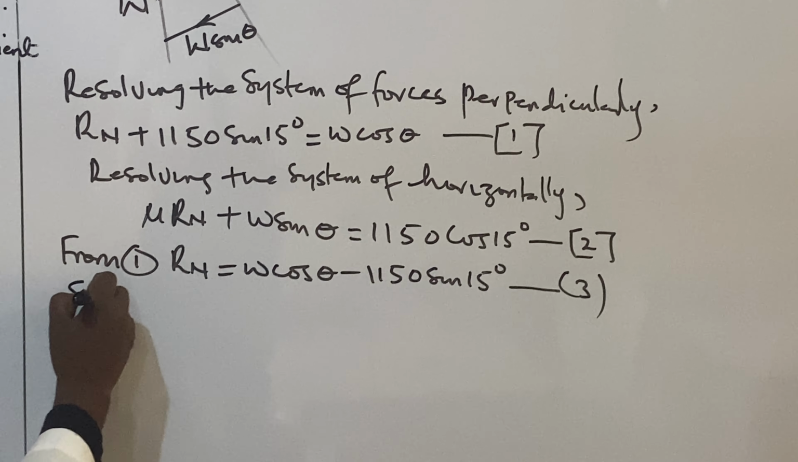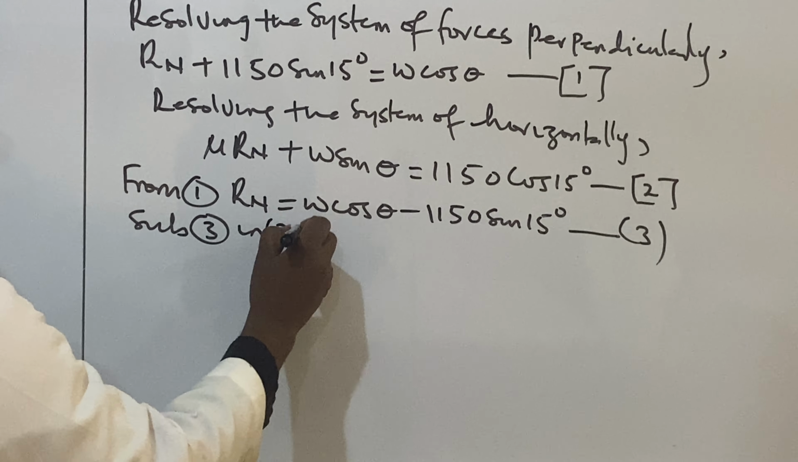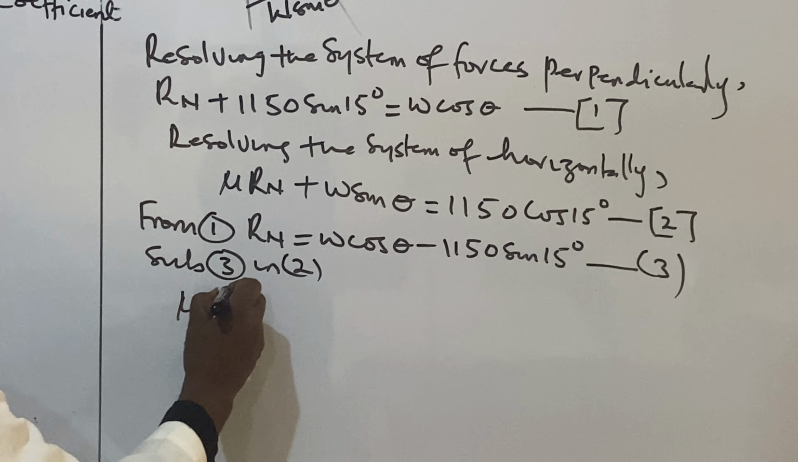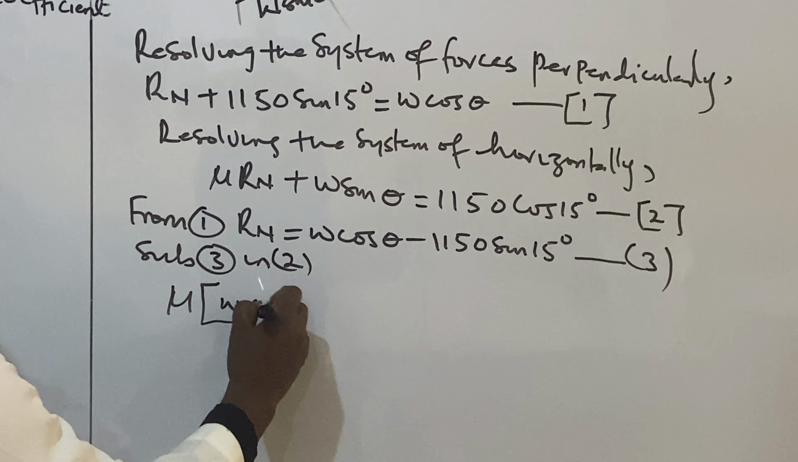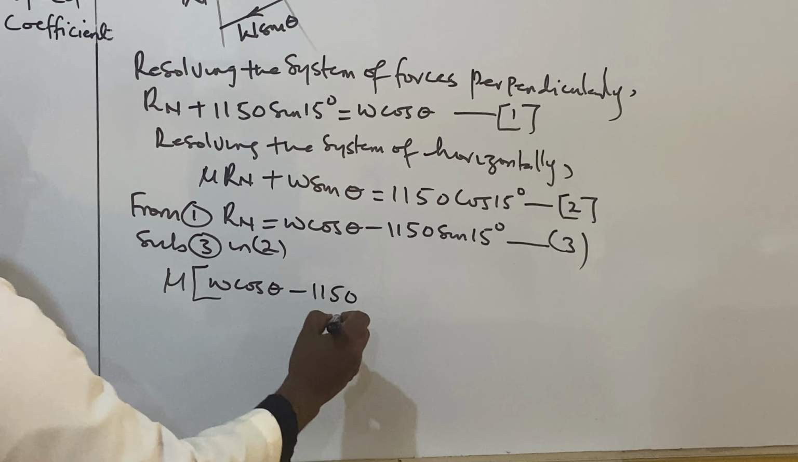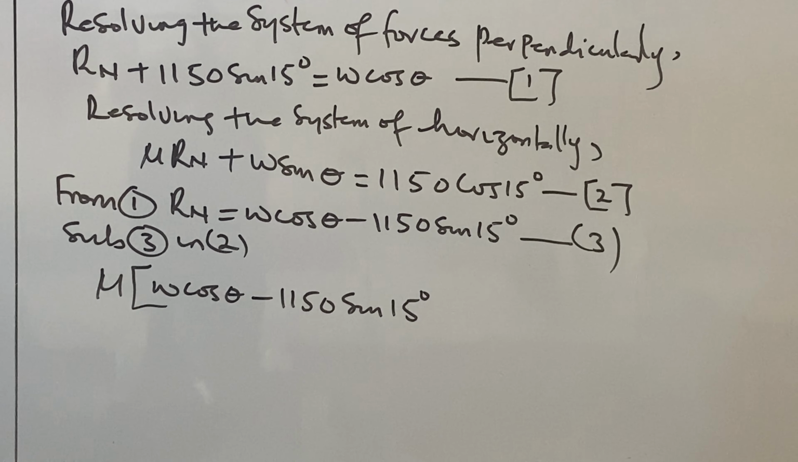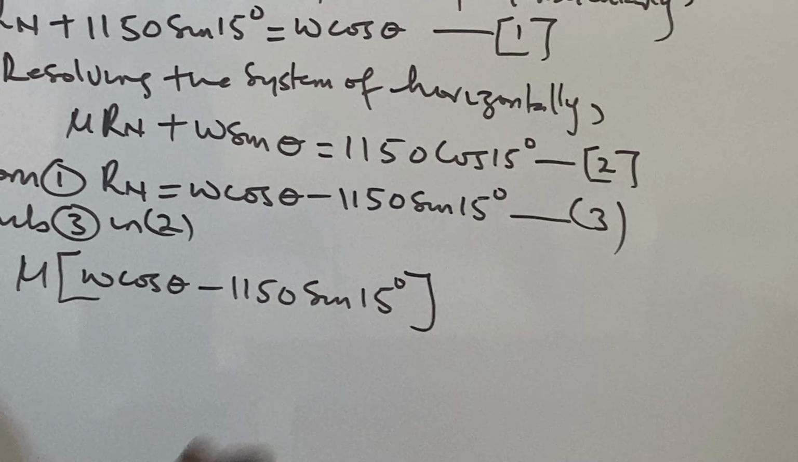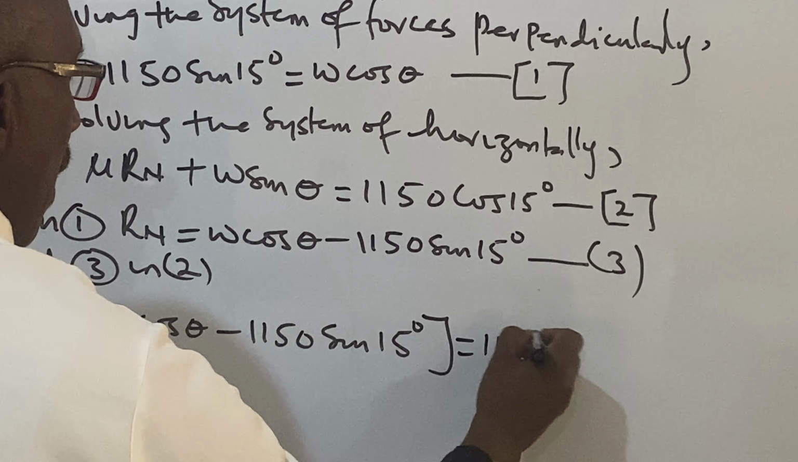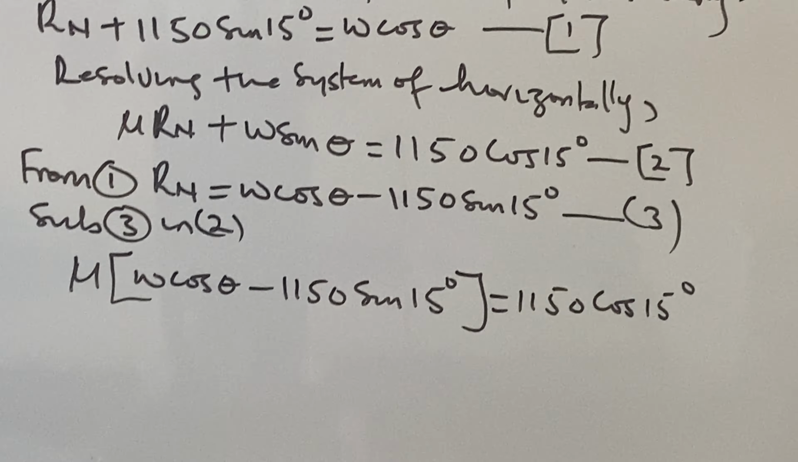Let's substitute 3 in 2. So what will we be having? We'll be having mu times what is our Rn? Rn is W cos theta minus 1150 sine 15 degrees, equals to 1150 cos 15 degrees.